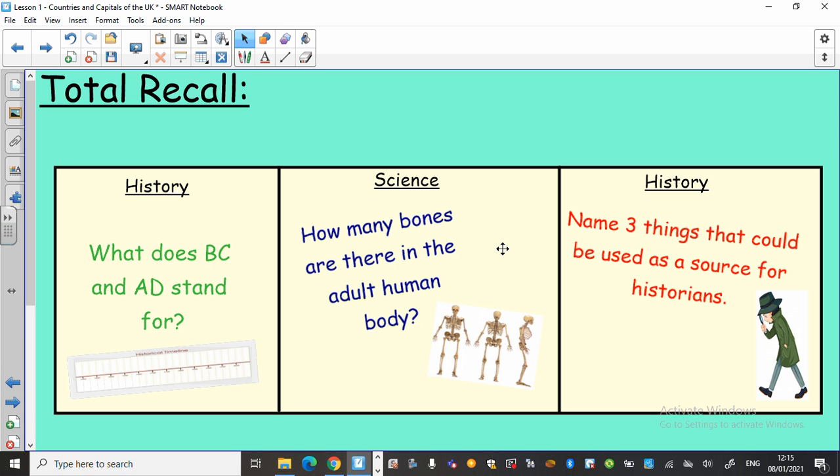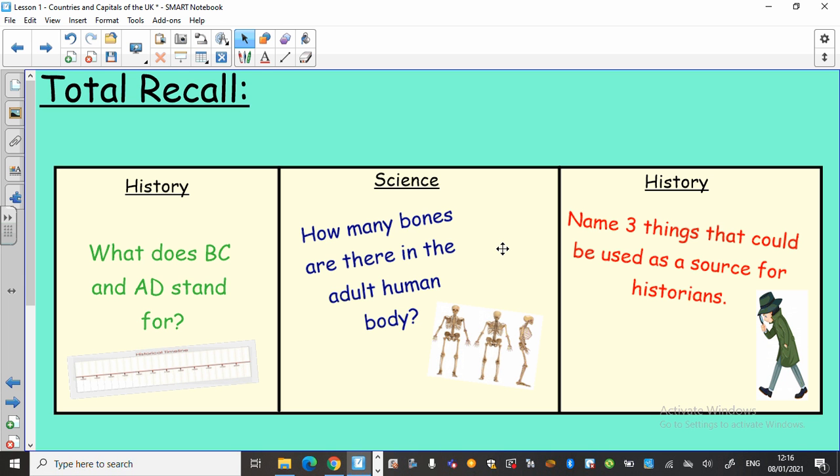Let's move on to science then. When we did science, oh, it feels like ages ago. It was ages ago. Can you remember how many bones there are in an average adult human body? Pause while you have a think, and press play for the answer. There are 206 bones in the adult human body. When you're first born, you don't have that many, but by the time you're a fully grown adult, you have 206.